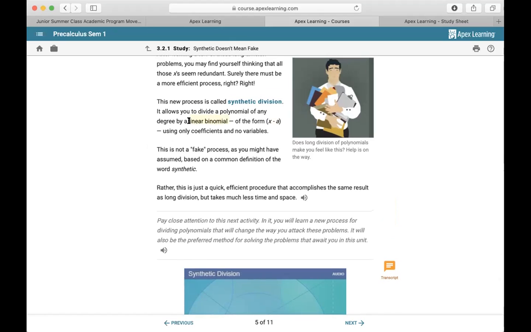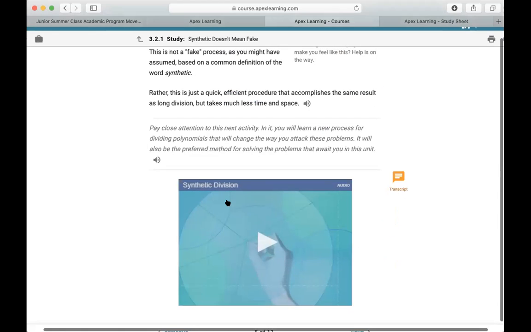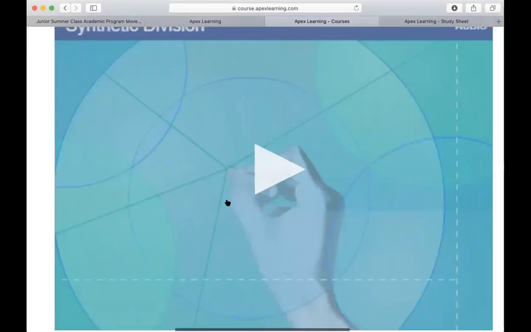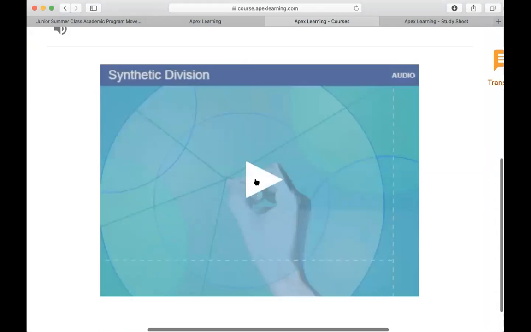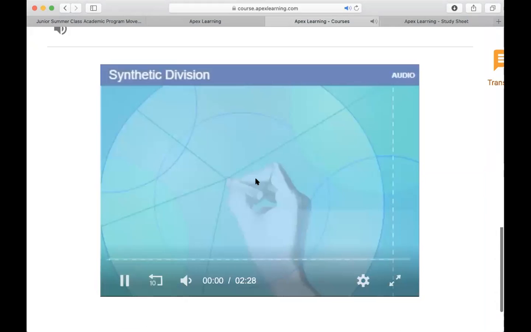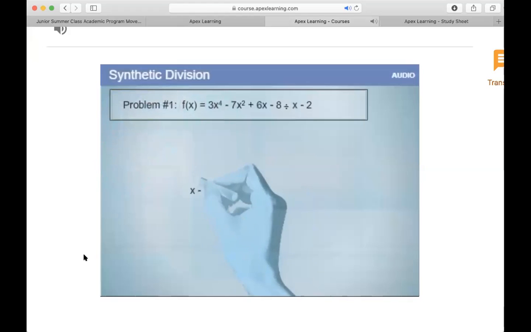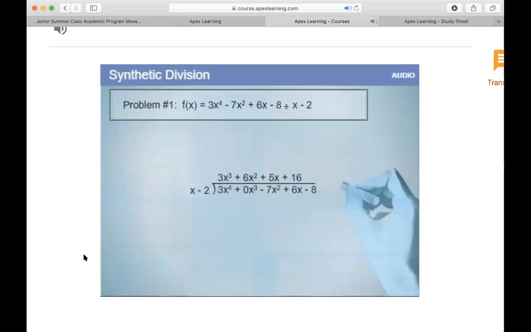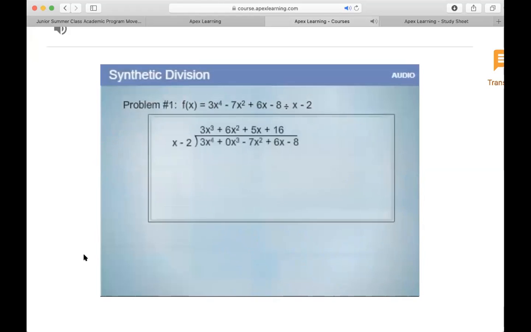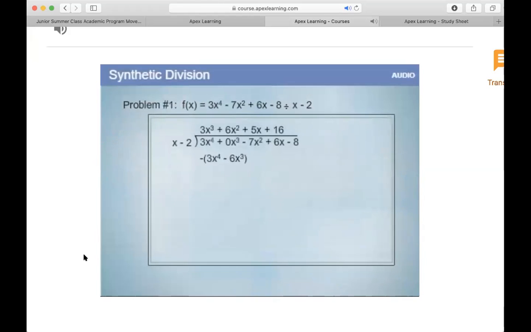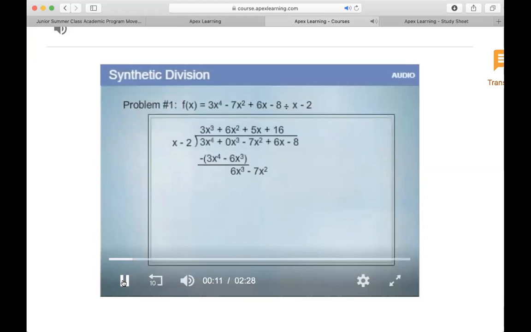Okay, so if it's something larger than this linear binomial, or your binomial is not in the proper form, you still have to use that long division form, which, you know, I know it's a little unfortunate. All right, but if we can divide using this synthetic division, we use this process here. Using long division, the process looks like this. Okay, and this is what we just learned how to do.